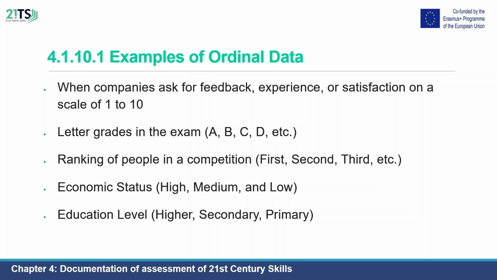Here are some examples of ordinal data. When companies ask for feedback, experience, or satisfaction on a scale of 1 to 10, participants who provide the feedback will choose their preferred numbers to state their experience or satisfaction, either 1, 5, 6, or 10, according to what they benefit from the companies.